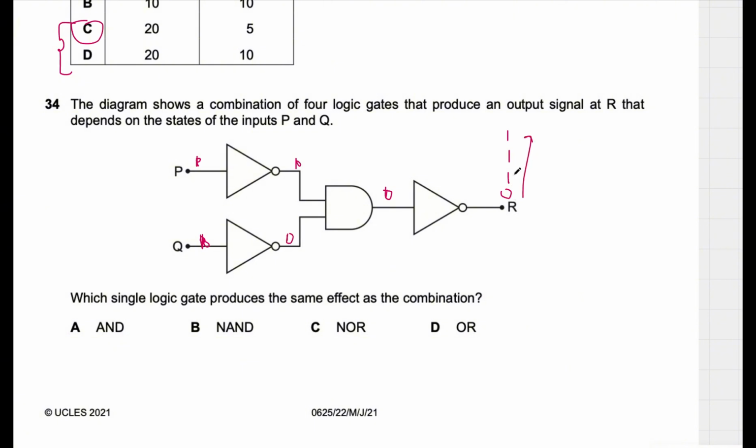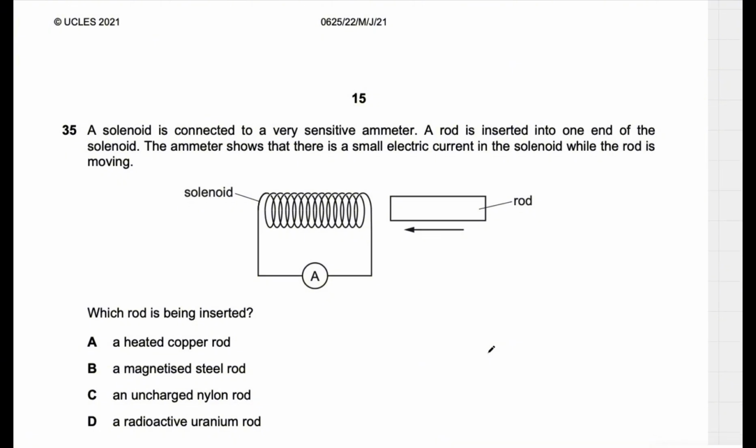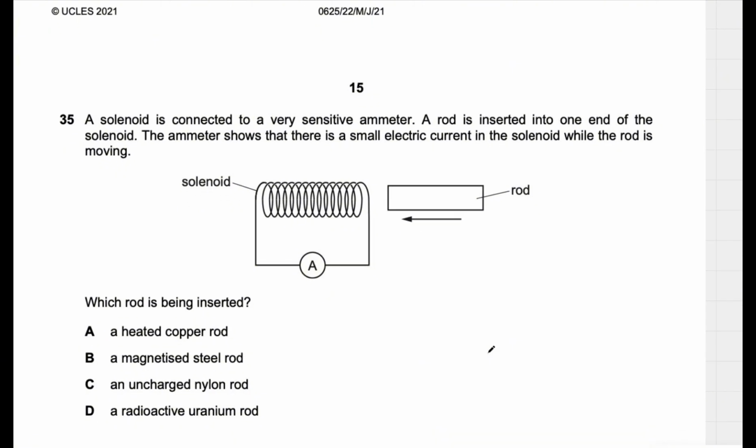So this will give rise to an OR gate. Our answer will be an OR gate, because when you do 0 0, you get 1. When you do 0 1, you get 1. When you do 1 0, you get 1. When you do 1 1, you get 1. So this is an OR gate. Okay. Now let's go to question 35.